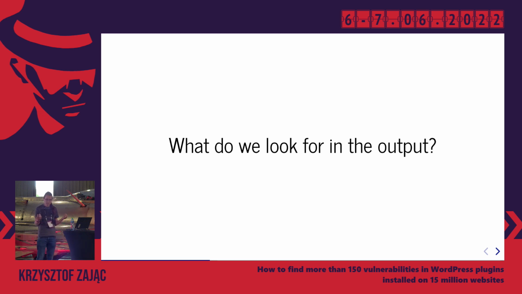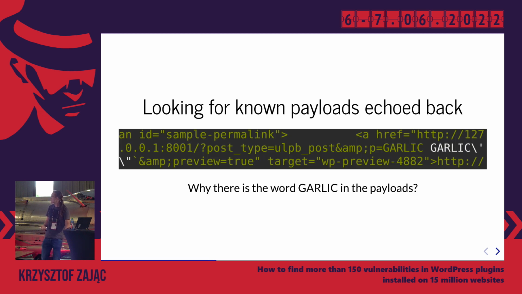For example, if we have a plugin and we executed an API endpoint, or for example a menu page, we may look for known payloads echoed back. So that's a screenshot from the tool output: the word garlic has been echoed back in the HTML output. Why garlic? What has garlic to do with all of that? I implemented the tool in such a way that the payloads contained a known code word, in this case garlic, it is always garlic, to know whether a payload is echoed back, to know whether it is a payload we control.